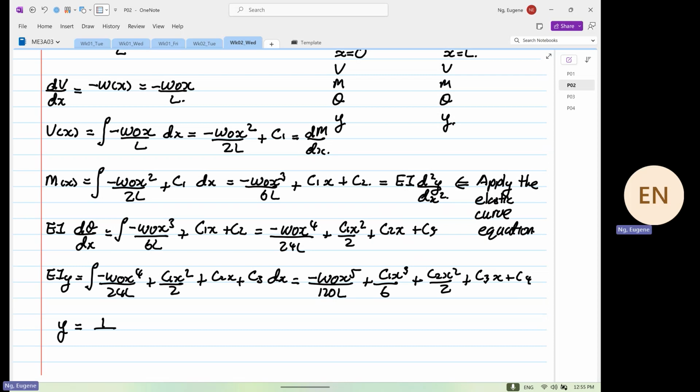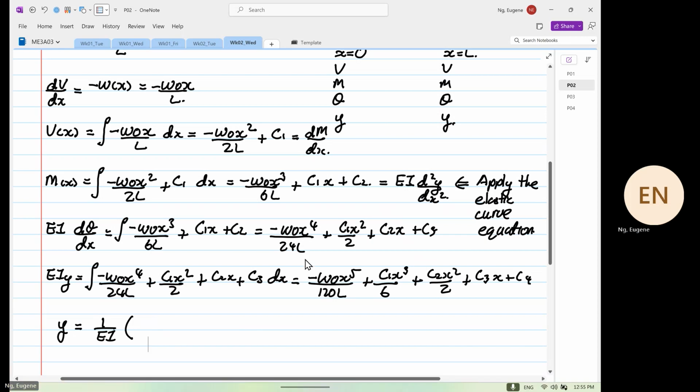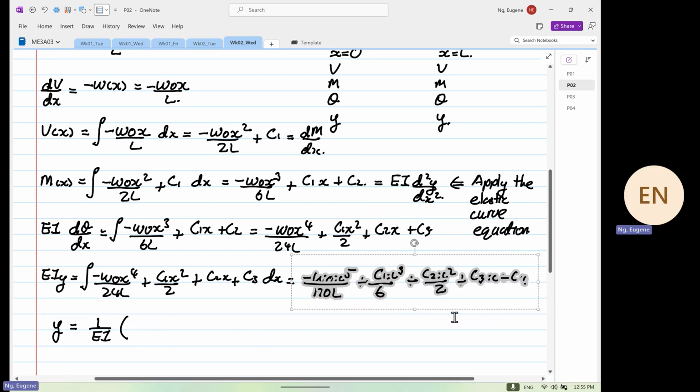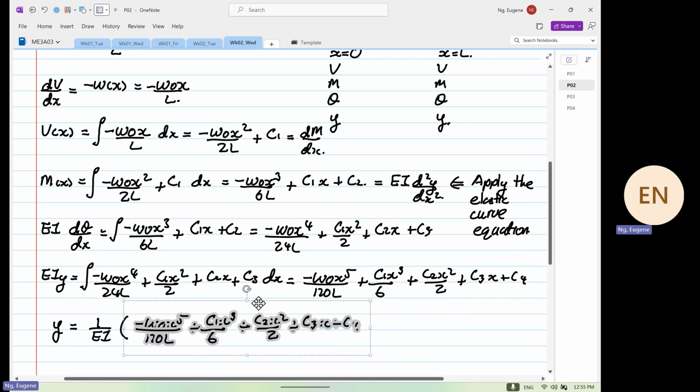And y, I'm going to copy the whole thing. The integration part is easy. We know that the integration part is easy.